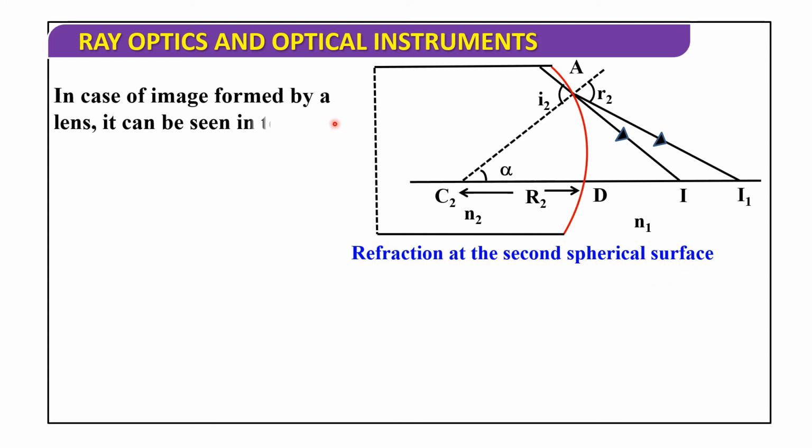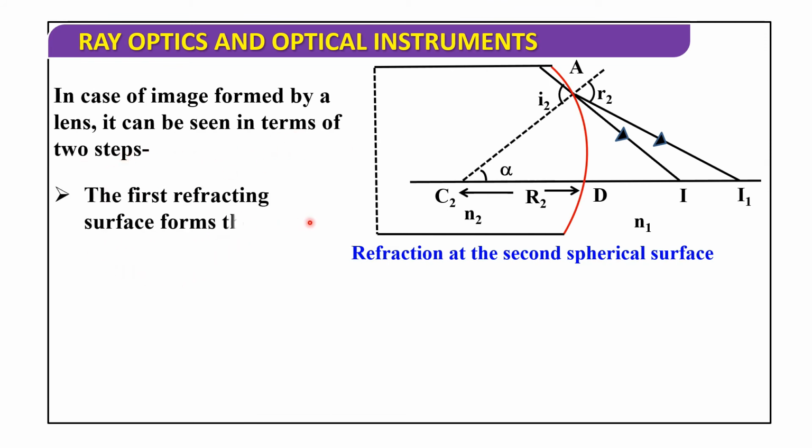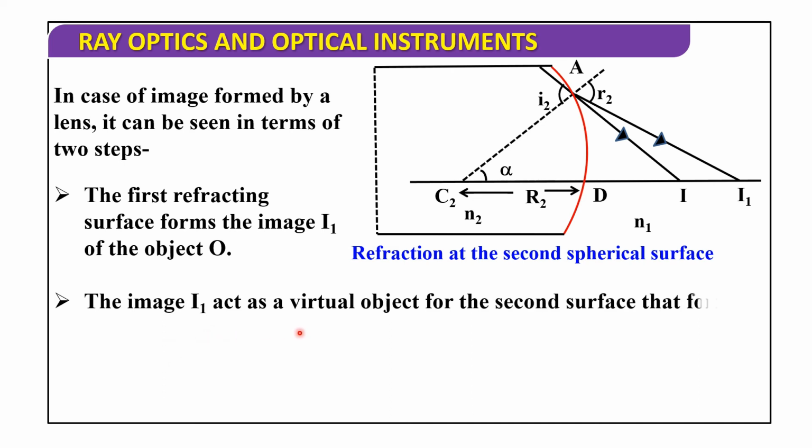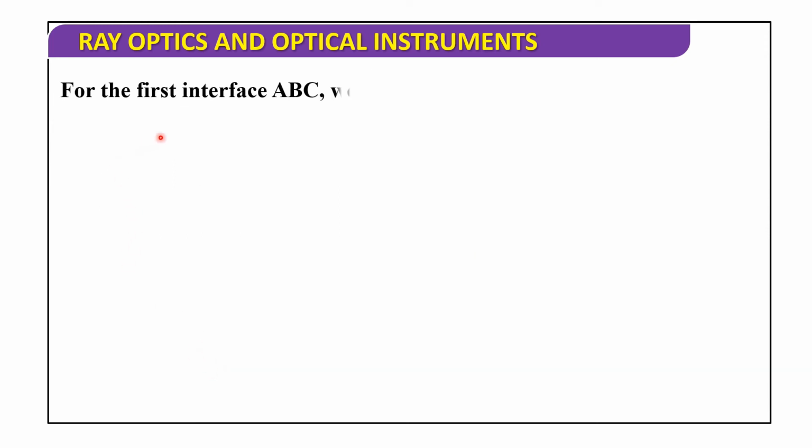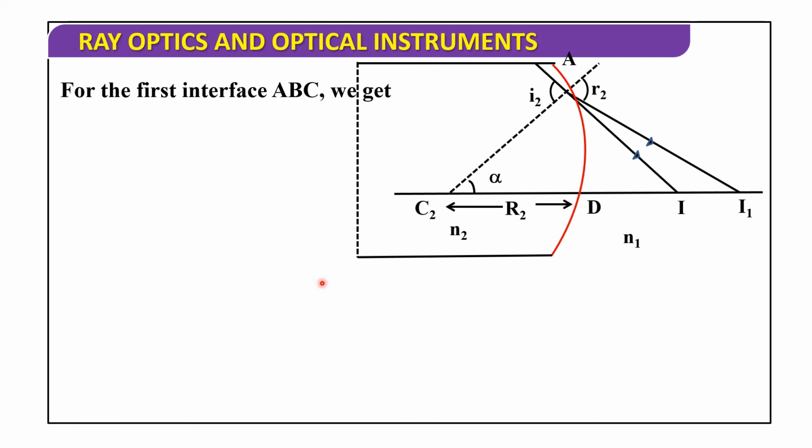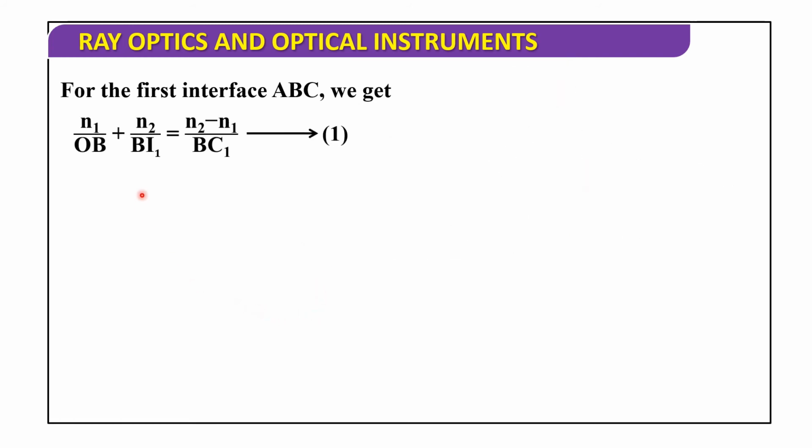In the case of image formed by a lens, it can be seen in terms of two steps. The first refracting surface forms the image I1 of the object O, and the image I1 acts as a virtual object for the second surface that forms the image at I. For the first interface ABC, we get n1 by OB plus n2 by BI1 is equal to n2 minus n1 by BC1. Consider this as equation number 1.